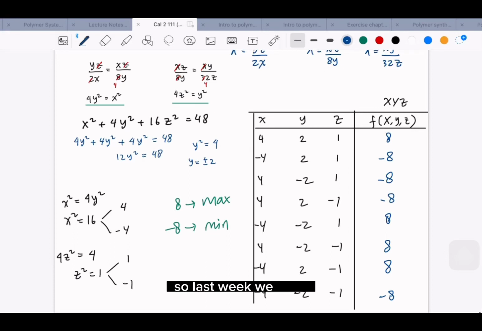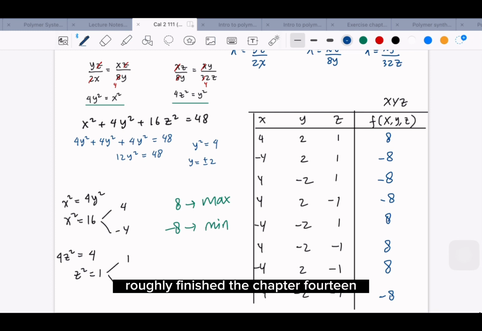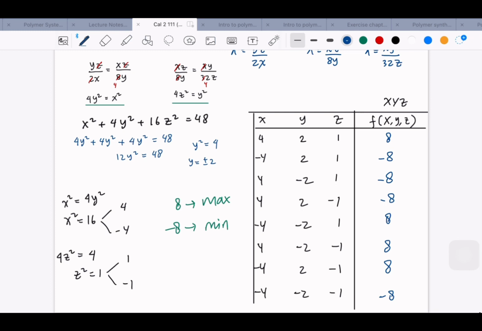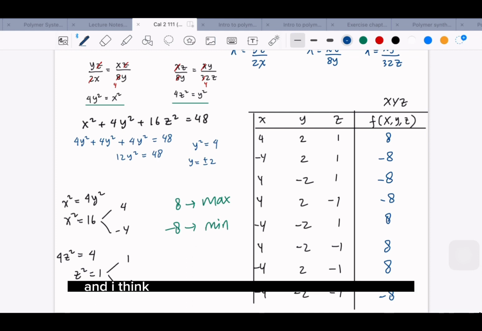So last week we roughly finished chapter 14, the Lagrange multipliers, right? So before we do some more practice and exercise, especially on the Lagrange, I think we also need to have some exercise on the maximum and minimum value.